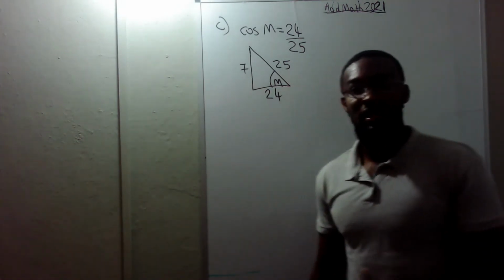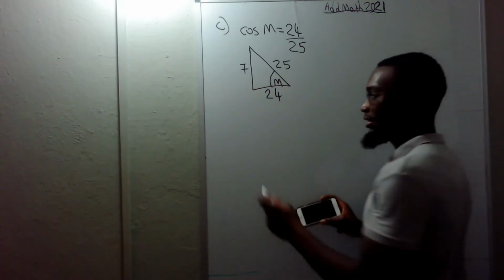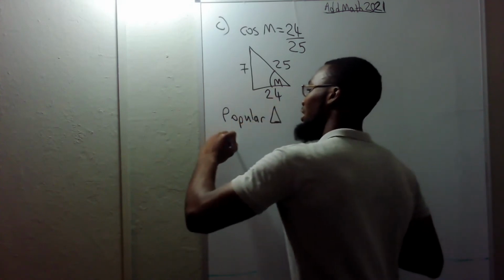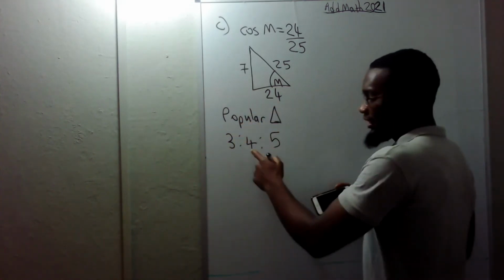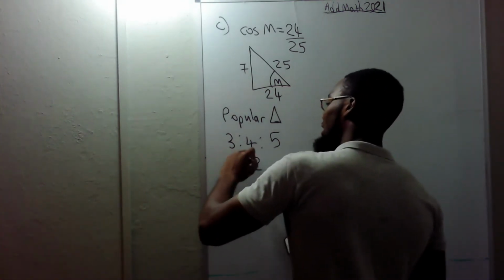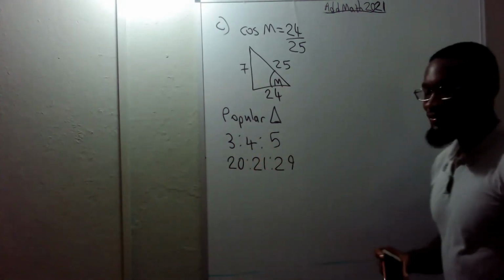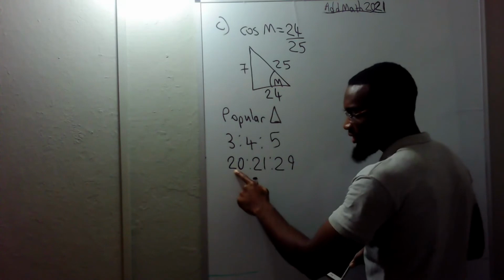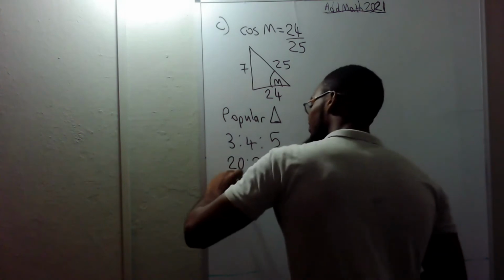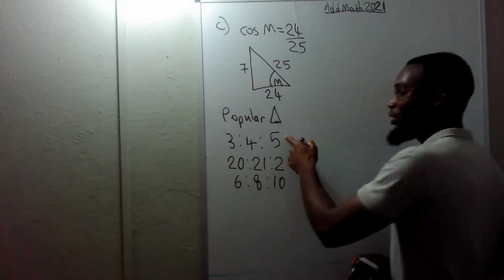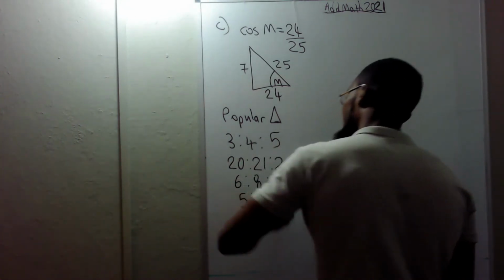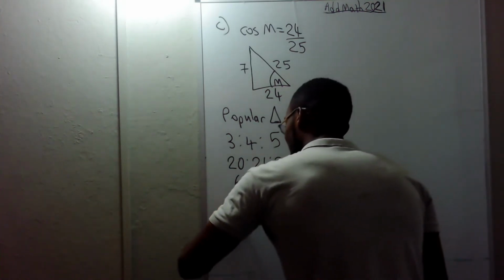Guys, there are some popular triangles that always come. It's good to know them. Popular triangles: the 3, 4, 5 triangle, so the adjacent is 4, the opposite is 3, the hypotenuse is 5. Another popular one is 20, 21, 29. You can check it in the calculator: 20 squared plus 21 squared gives 29 squared. Another popular triangle is 6, 8, 10, which is really a multiple of the 3, 4, 5. Another is 5, 12, 13. And the next popular triangle is 8, 15, 17.